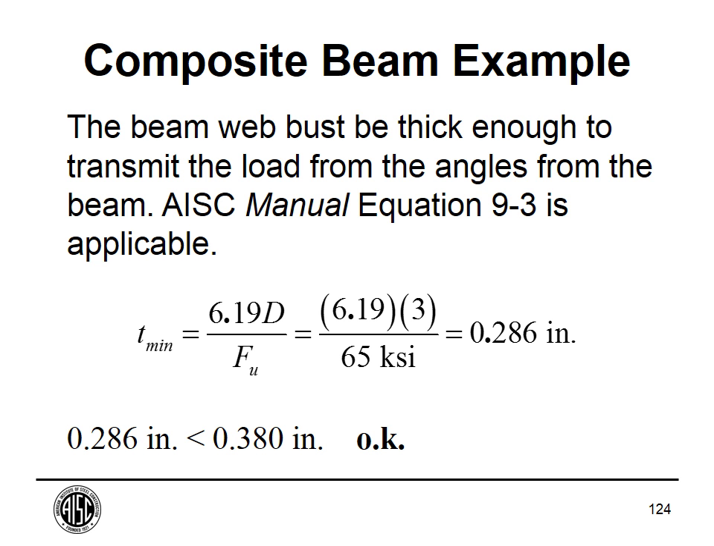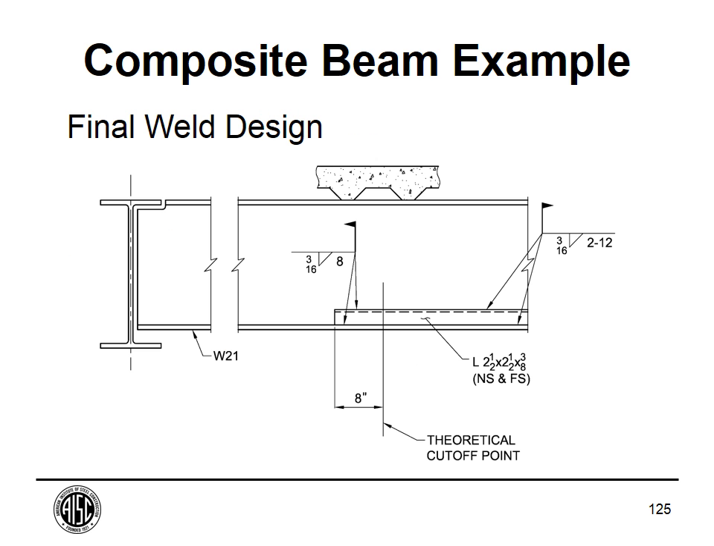And you can go into the manual and get this equation. 6.19 times the weld size in 16ths divided by F sub U, which is 65 for the web. And we end up that we're at 0.286 is T-min, but that's less than the actual thickness of the web. So we're in good shape. You may want to check the angle for that same limit too.